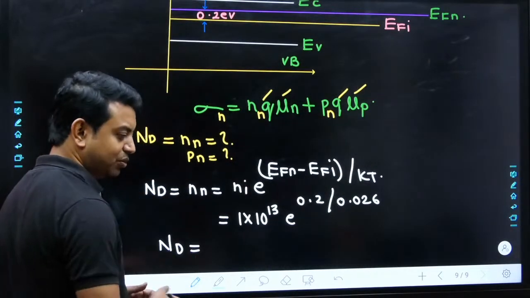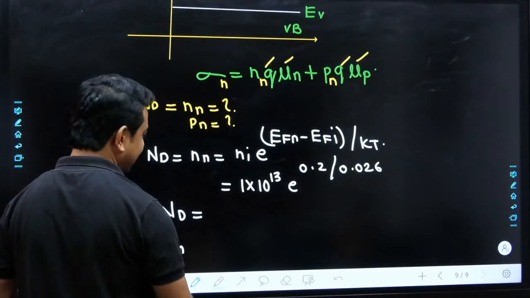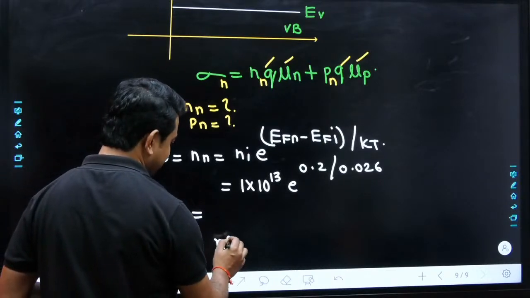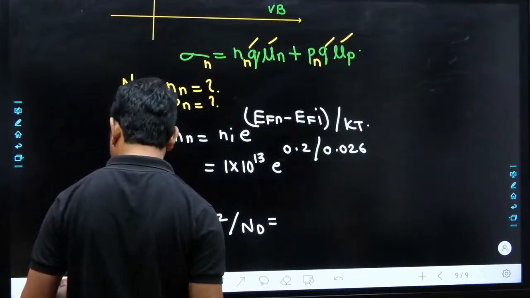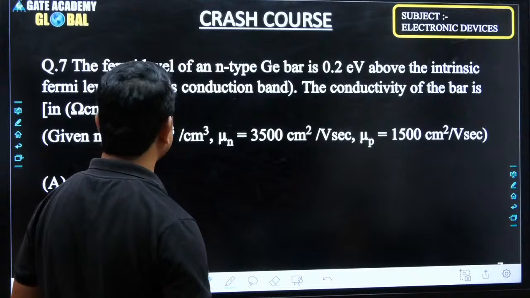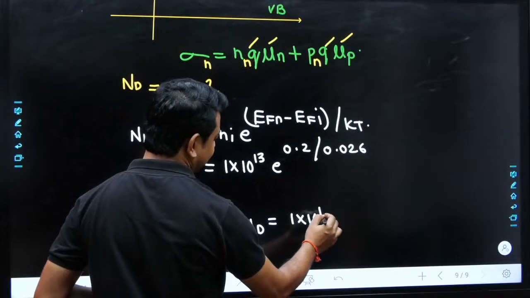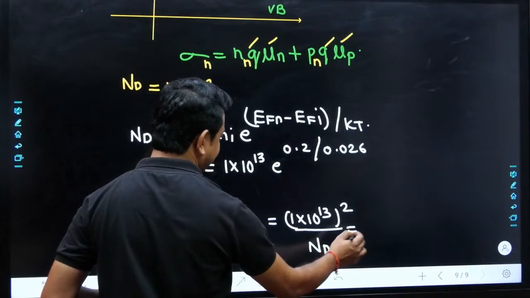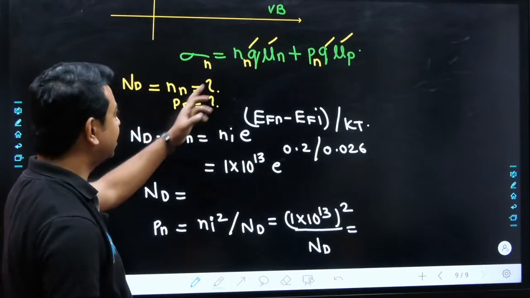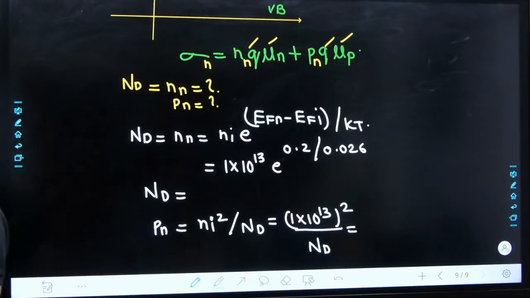So tell me what will be the value of ND first, and if you know the value of ND, then we can find out the value of P in N, that is given by Ni square, mass action law we have to apply, Ni square divided by Nd. What is Ni square? Ni is nothing but the intrinsic concentration which is given in the question, that is 1 into 10 to the power 13 square. So this is 1 into 10 to the power 13 raised to 2 divided by the value of Nd that we found just now. By using these two values we can put the values here and here, and we can get the answer. Very simple one, very easy one, but we just need to have these two formulas.